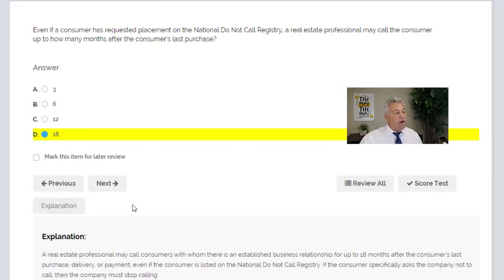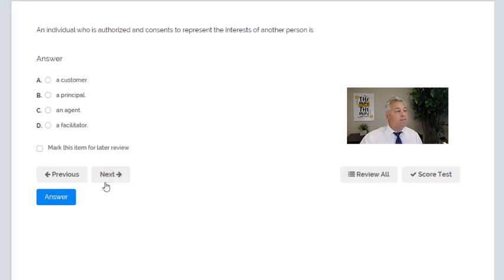A real estate professional may call consumers with whom there is an established business relationship for up to 18 months after the consumer's last purchase, delivery, or payment, even if the consumer is listed on the National Do Not Call Registry. If the consumer specifically asks the company not to call, then the company must stop calling. But without that, up to 18 months. You've done business with this person. You've helped them buy a house, sell a house, rent a house. If you've done business with this person, it's 18 months. Three months is from a consumer inquiry.